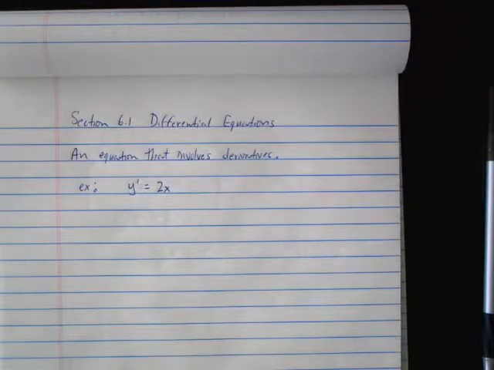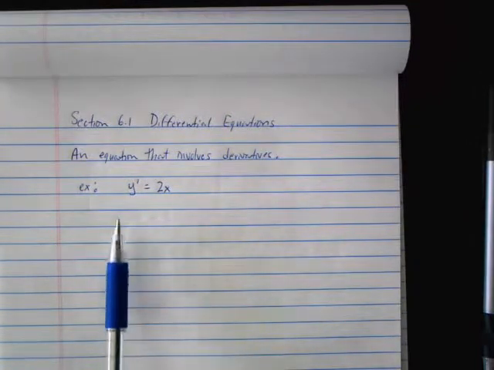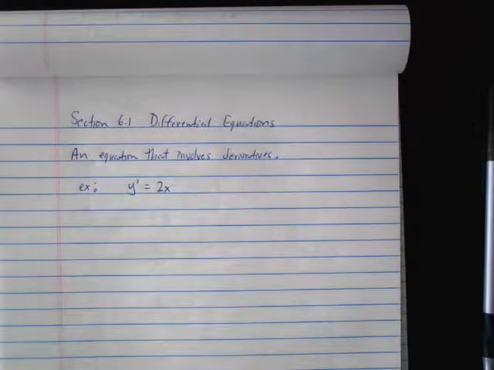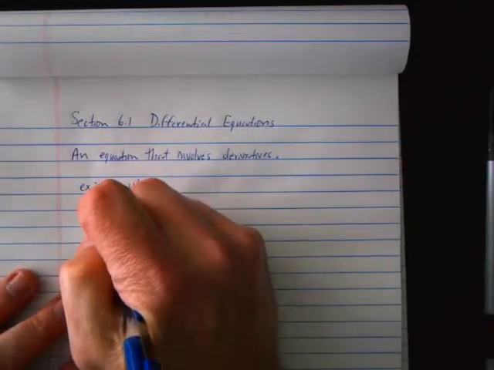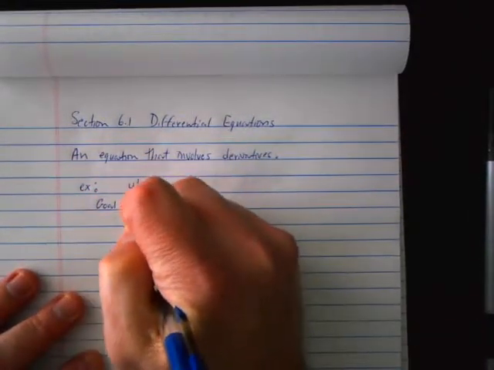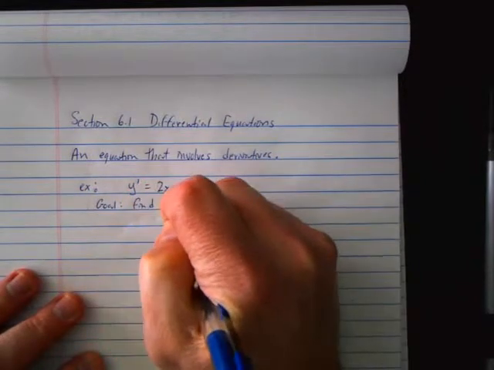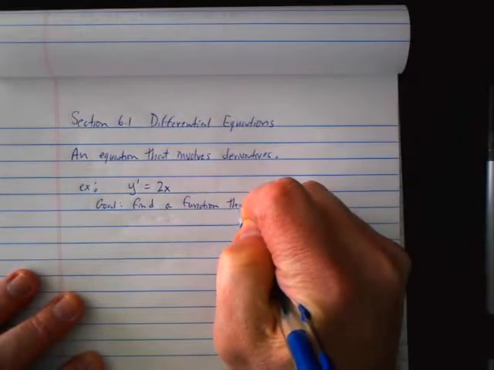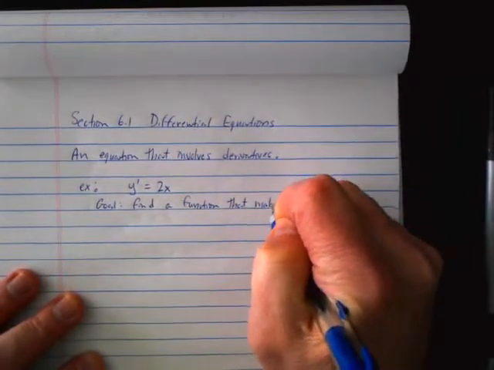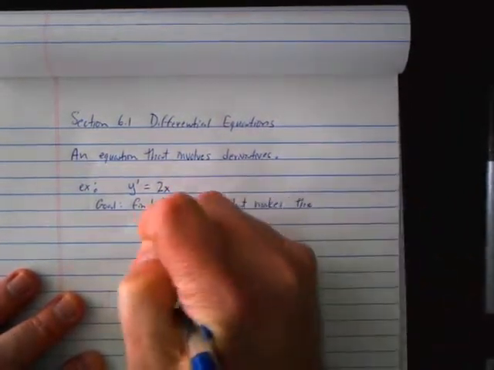All right, so anyway, this is an example of a very simple differential equation, y prime equals 2x. What do you think the goal is when you have a differential equation? Solve for y. Yeah, you want to solve for y. You want to find a function that makes this equation true. Your goal is to find a function, or more than one, sometimes there's more than one, that makes the equation true.